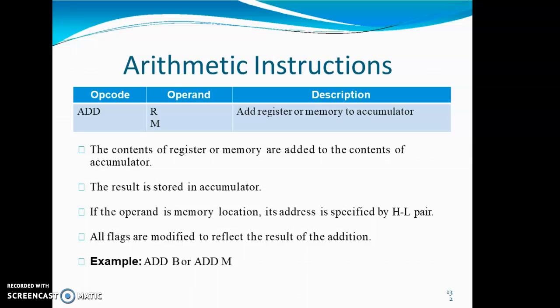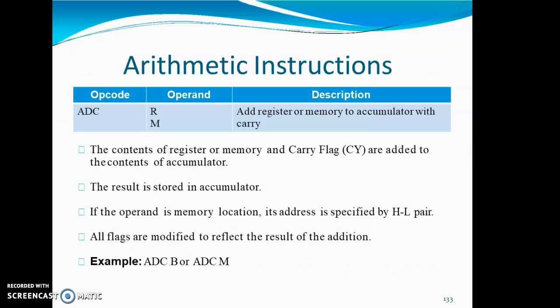Then for the arithmetic instructions, suppose the ADD instruction is there. ADD R means there will be a register, and ADD M means there will be a memory location. This is done on the accumulator and the results are stored in the accumulator. It also modifies the flags. All the flags can be modified. If the result generates a carry, then the carry flag gets affected. So this is the instruction for ADD.